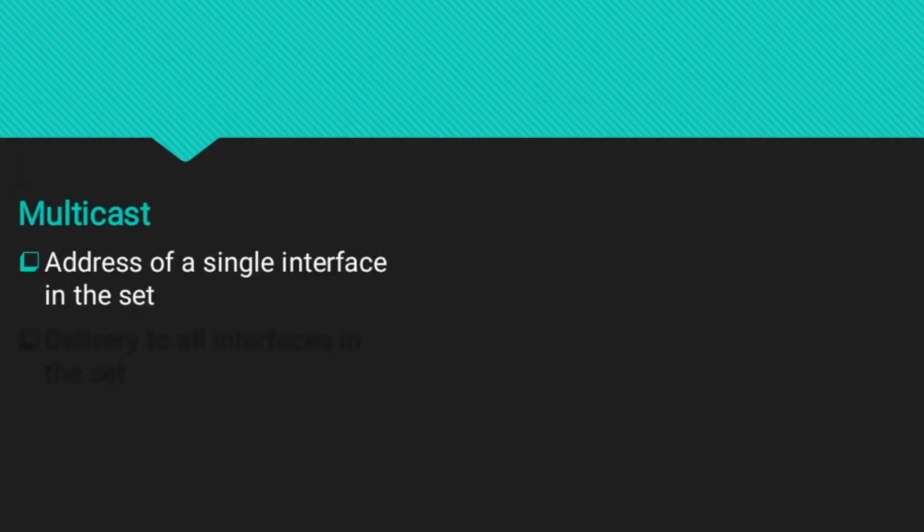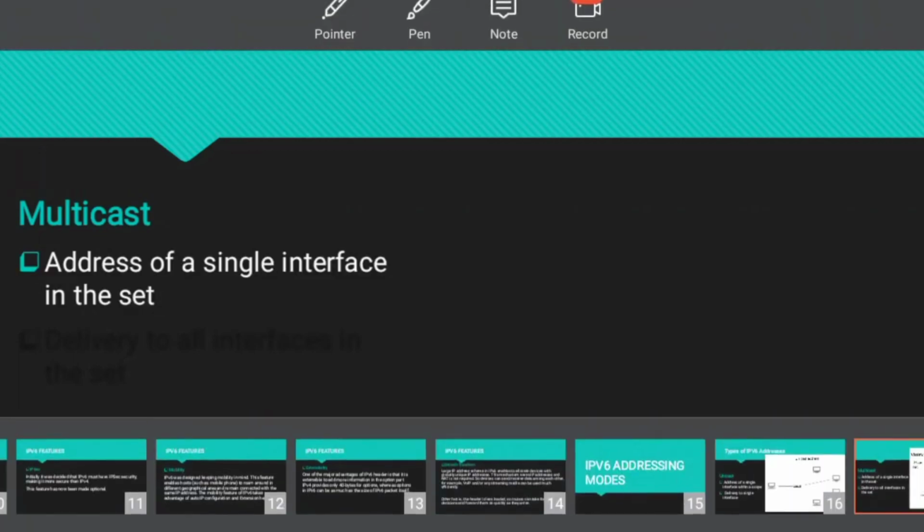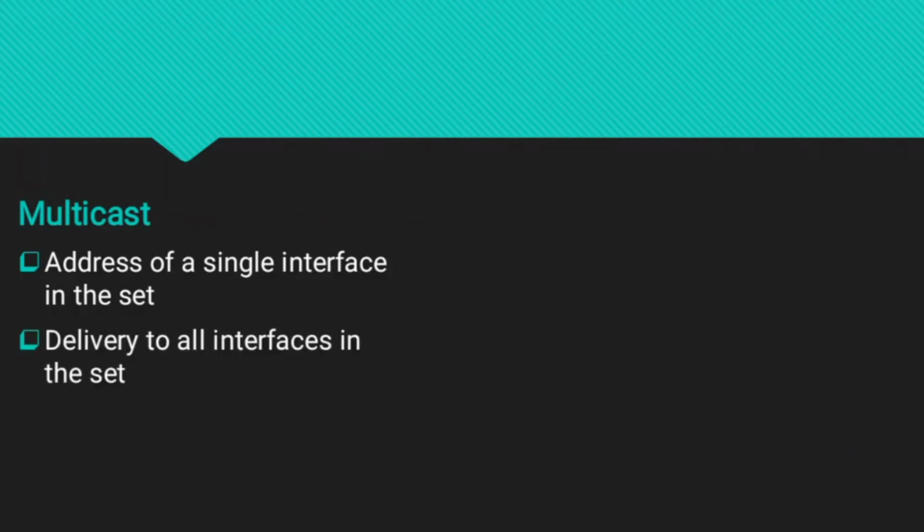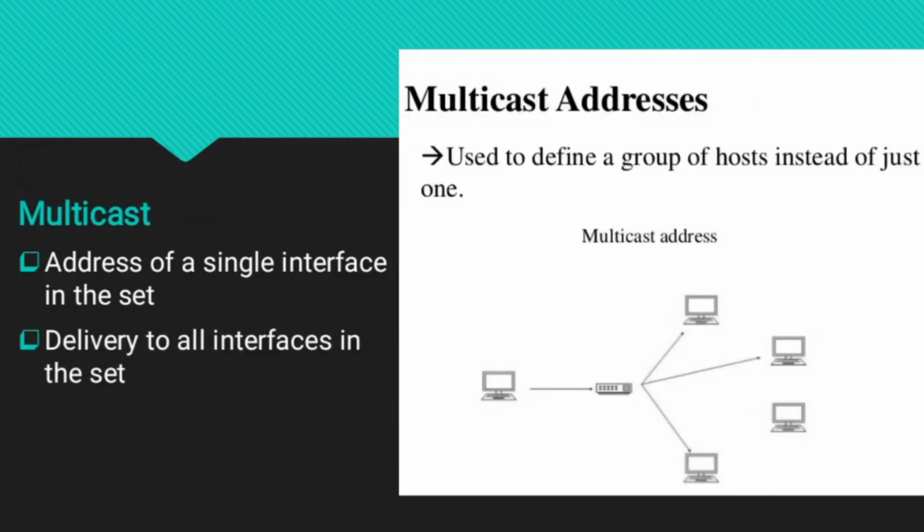Multicast. Address of a single interface in the set. Delivered to all interfaces in the set. Multicast is the term used to describe communication where a piece of information is sent from one or more points to a set of other points. In this case, meron lang po one sender at yung information ay madideliver to a set of receivers.